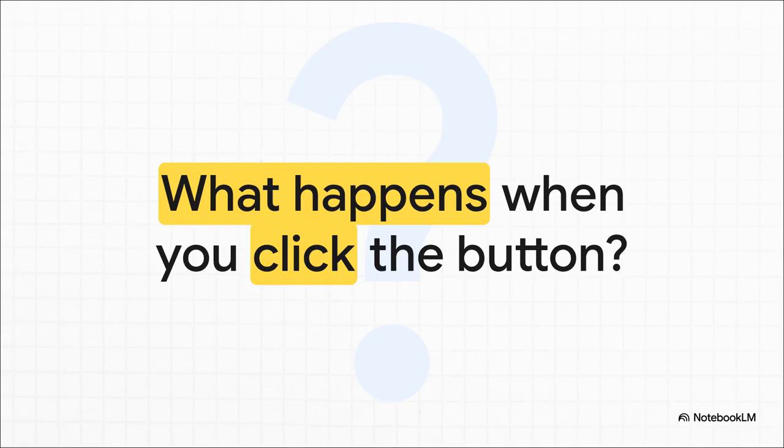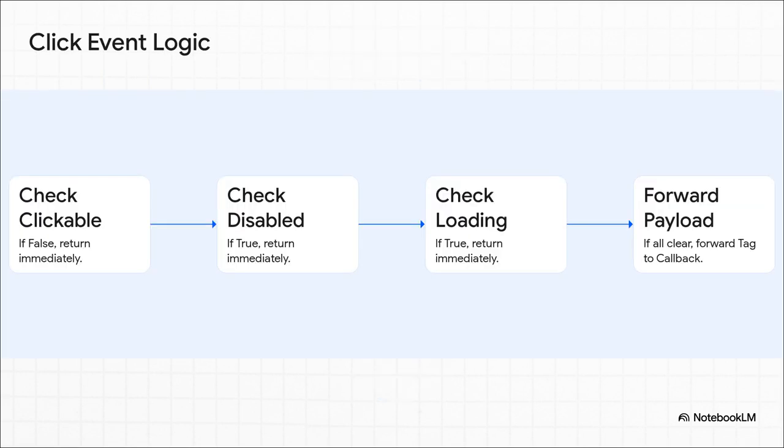What exactly happens when you click the button? How does the component decide whether to trigger an event or just ignore the user? Well, the underlying event logic is beautifully simple, and it's all handled in the mbase_click subroutine. When a click occurs, the code runs through a very strict sequence of safety checks. Step 1: is the clickable property set to false? If yes, it stops right there. Step 2: is the disabled property true? If yes, it returns. Step 3: is the loading property true?